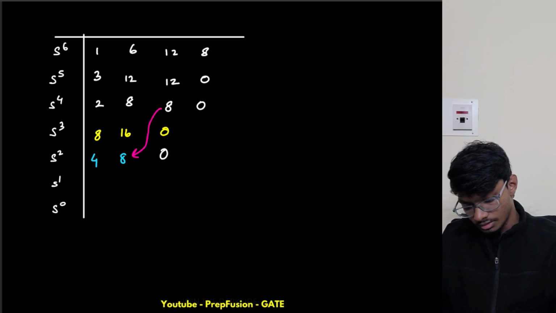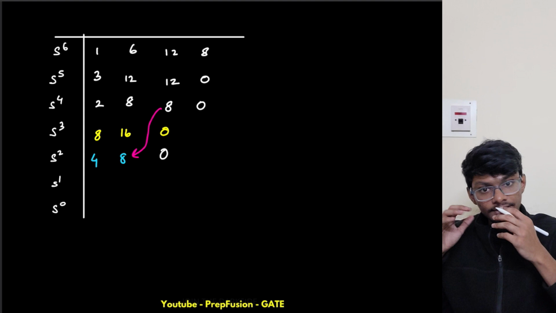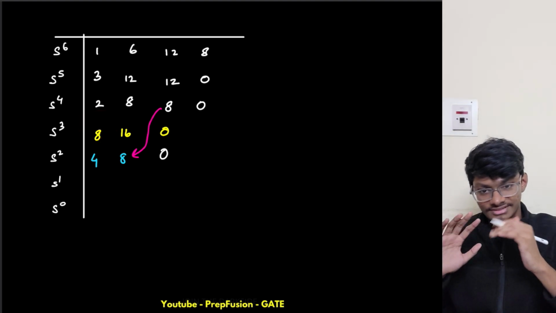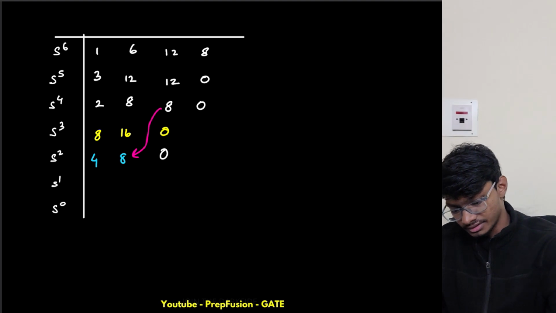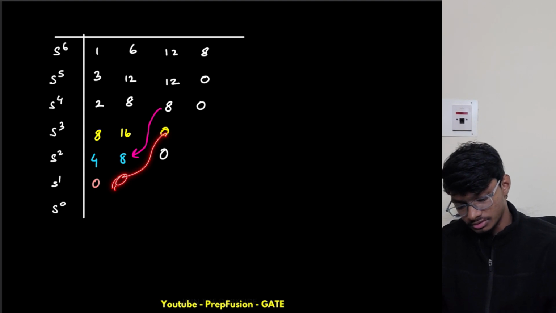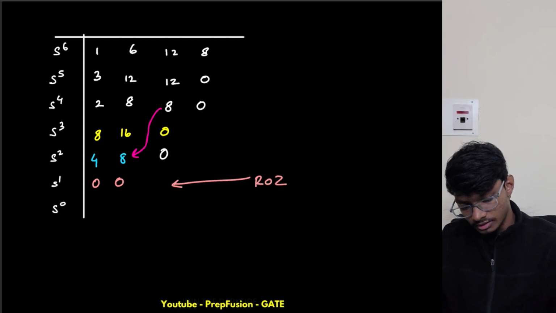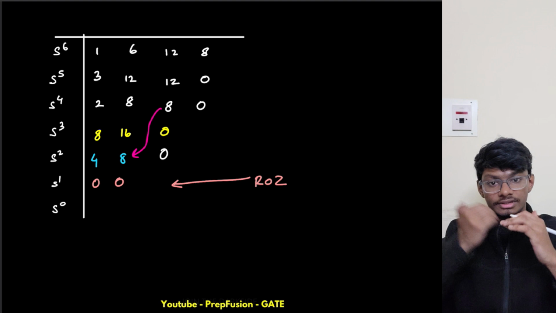Now if I multiply 4 times 16, I get 64. And if I multiply 8 times 8, again I get 0. So I get a 0 over here, and this one will be 0 again, because this is 0. So I get a row of 0 again. Again I have to form an auxiliary equation.